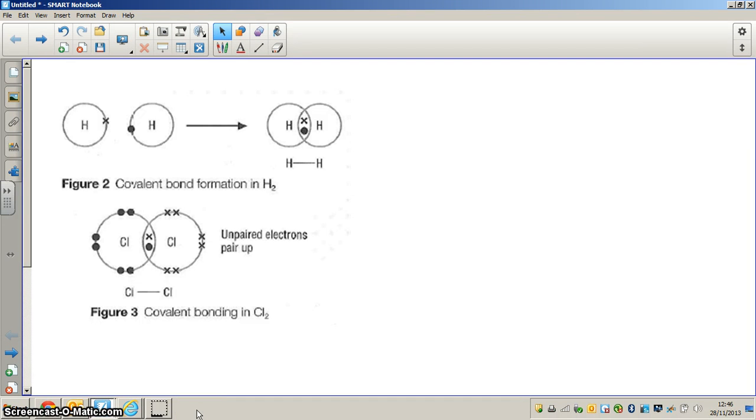Okay, so this lesson is actually about dative covalent bonding. But before I talk about that, I want to remind us about covalent bonding and what it actually is. On the screen I've got a couple of diagrams to illustrate covalent bonding. The first one is the covalent bonding between two hydrogen atoms, this one and this one, to form a hydrogen molecule. And we represent this again with dot and cross diagrams.